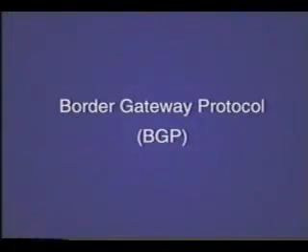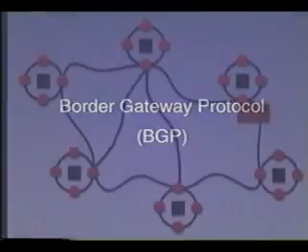One example of an exterior gateway protocol is the Border Gateway Protocol, or BGP, which is specifically designed to spread information about networks between autonomous systems. BGP enables the autonomous systems to set a policy on the kind of addresses advertised within and between networks.